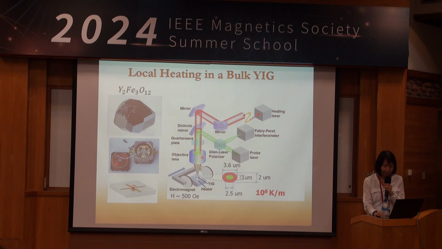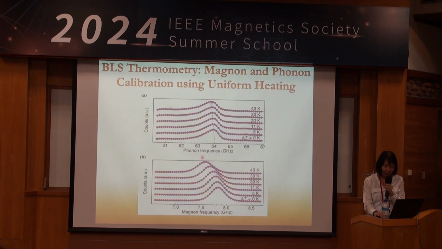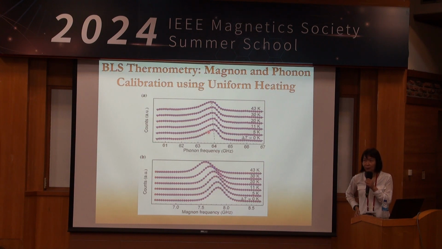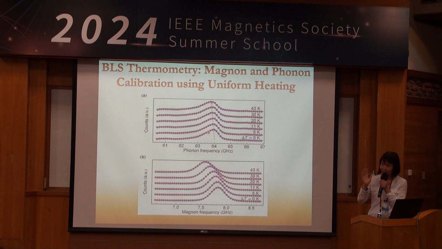I would say you can measure temperature anytime you have a temperature-dependent quantity. My temperature-dependent quantity here is basically the BLS spectra. This is a phonon spectrum, and this is a magnon spectrum, measured on YIG bulk crystals. Again, I bet there are a lot of fans and a lot of people who study YIG, right?